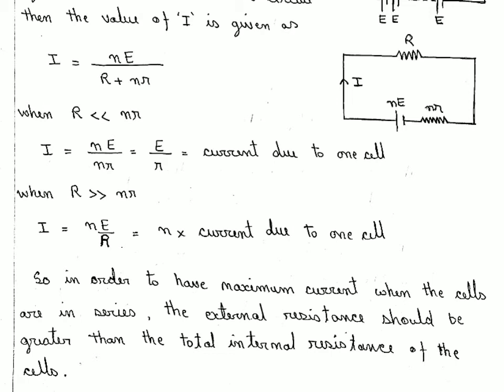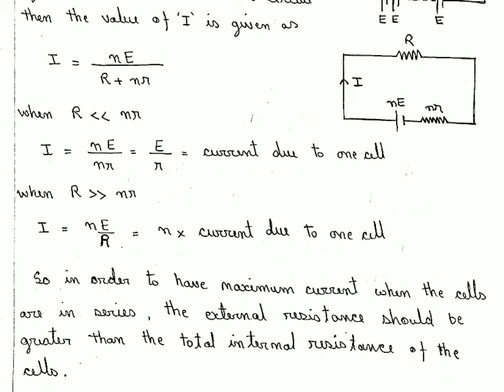And then we have another case, when the external resistance is very large as compared to the total internal resistance. In that case, we'll have to neglect the total internal resistance. So we have I equal to NE divided by R, and E divided by R gives you the current due to one cell. So you'll have to keep that in mind. If we divide E by the resistance, we get the current due to one cell. And here your I in this case will be equal to N times the current due to one cell.